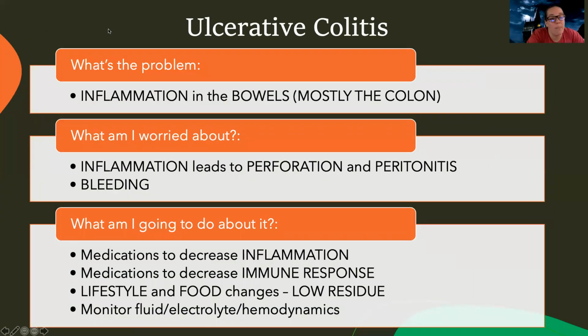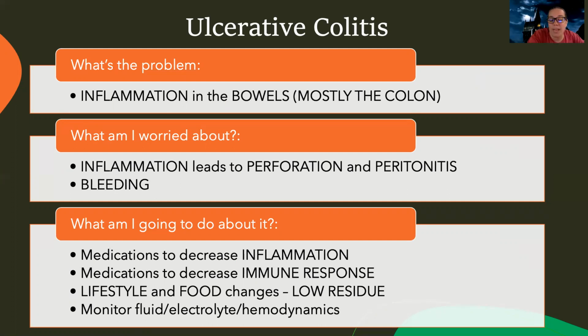So how about ulcerative colitis? This is an inflammation in the bowel, except it's only in the innermost lining on the inside, and it's mostly just the colon, which is why it's called ulcerative colitis. I'm going to be worried about inflammation leading to perforation and peritonitis, because again, inflammation, pressure, perforation, peritonitis. And with ulcerative colitis, it's really common for that inflammation to lead to bleeding. So these patients can have hemodynamic instability.